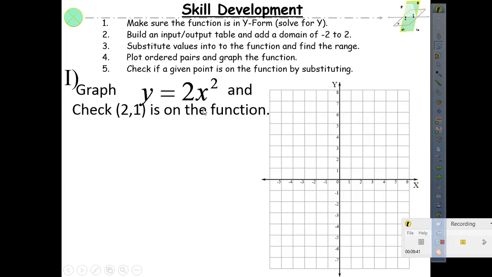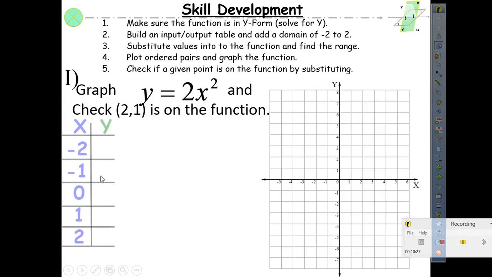Here we go. Step 1 says make sure it's in y form. Is it in y form? Yes, so step 1 is done. How about step 2? Build an input-output table. Do we know how to do that? Yes, so write x, y, and our domain is from -2 all the way to 2. Write that in there, please. -2, -1, 0, 1, and 2.